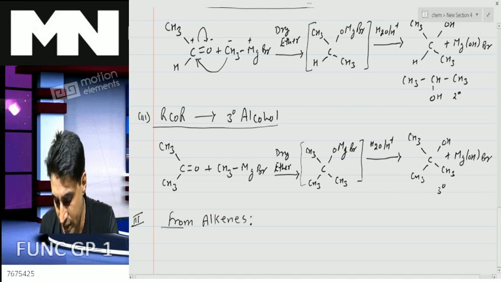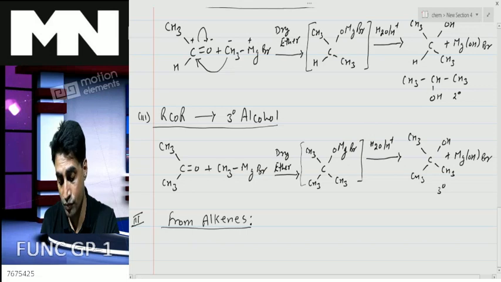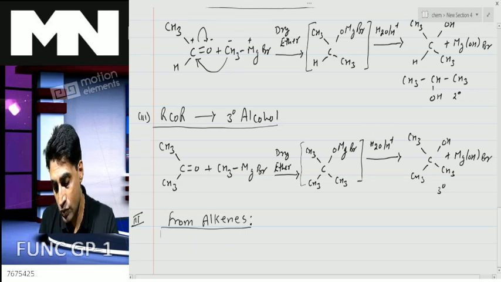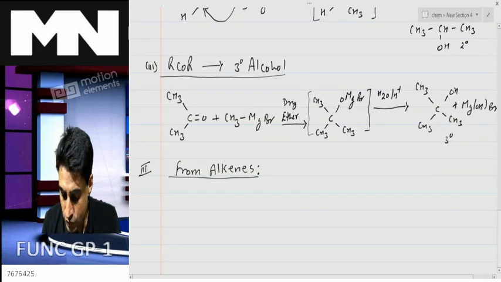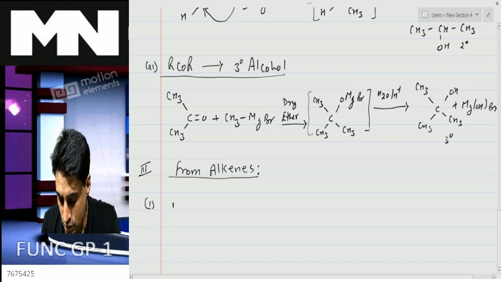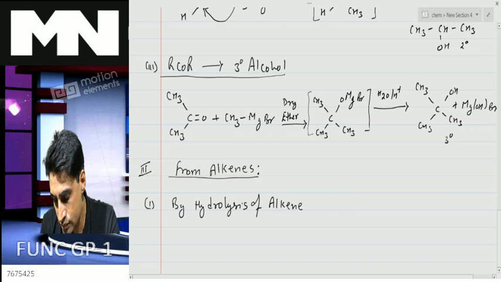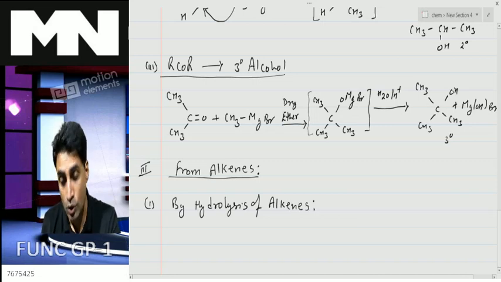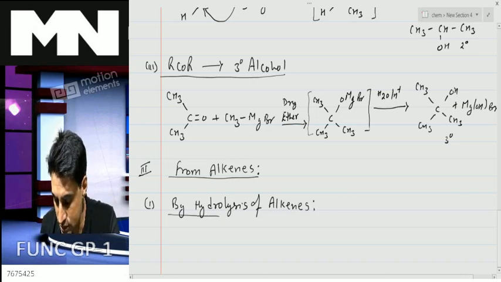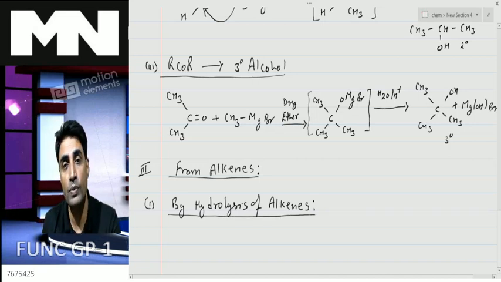How can we prepare alcohols from alkenes? Well, in that we'll see, the first step I'll tell you is by hydrolysis of alkenes. So alkenes on hydrolysis give you alcohol.